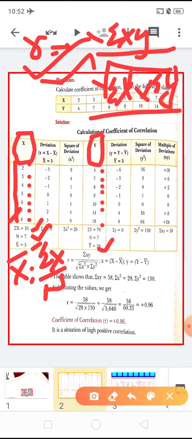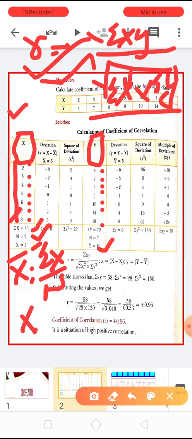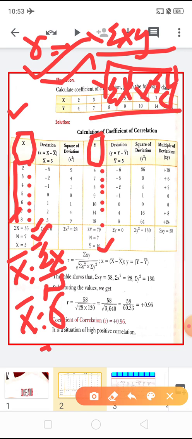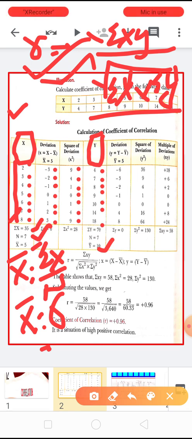Once we calculate the arithmetic mean, the second step is we need to find the deviation, which will be represented by small x, and the formula is x minus x bar. Since x bar is 5 for x variable, 2 minus 5 is minus 3, 3 minus 5 is minus 2, 4 minus 5 is minus 1, 5 minus 5 is 0, 6 minus 5 is 1, 7 minus 5 is 2, and 8 minus 5 is 3. Once we find the deviation, the third step is we need to square the deviation. So minus 3 square is plus 9, minus 2 square is 4, minus 1 square is 1, 0, 1 square is 1, 2 square is 4, and 3 square is 9.